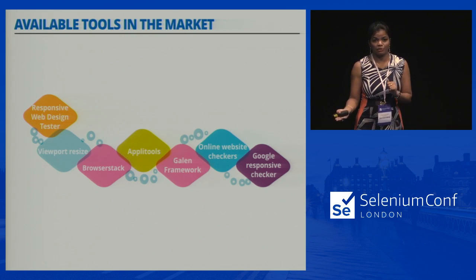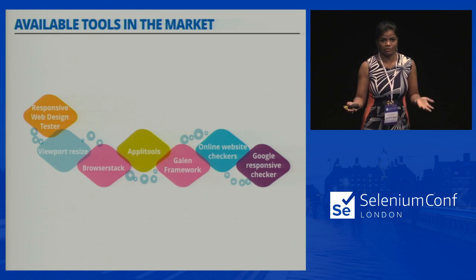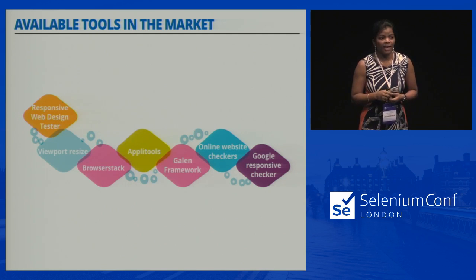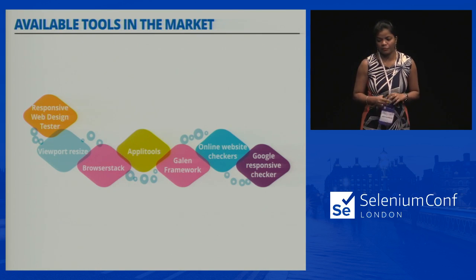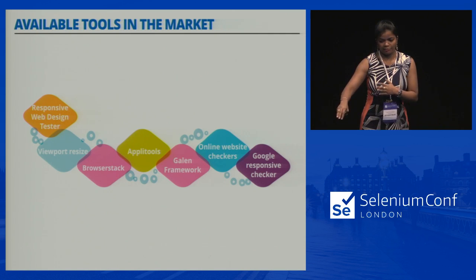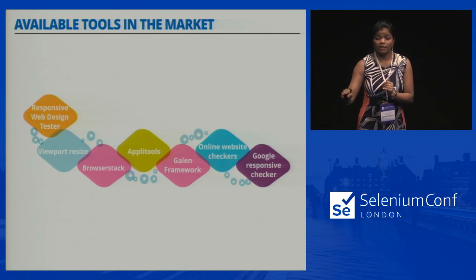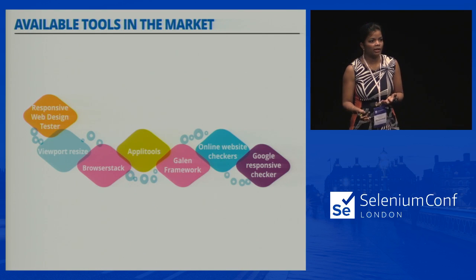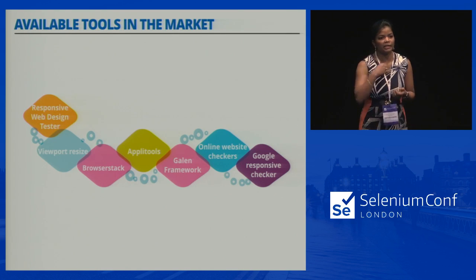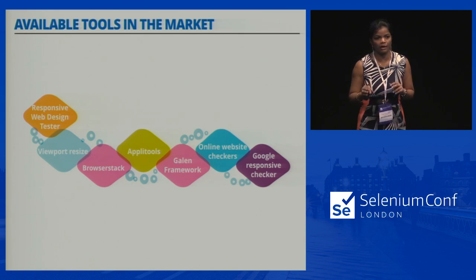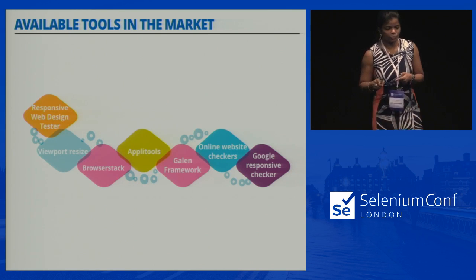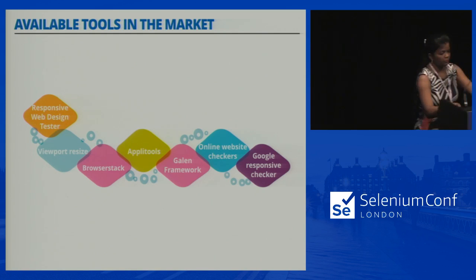And then the other ones are BrowserStack and Applitools. These are two other tools which we have been hearing about at Selenium Conf. I'm sure you must be familiar with them. And the next one is the Galen Framework. I'm going to delve deep into Galen Framework, so here I'm going to skip it. And there are a bunch of websites available online where you can just give the URL of your website and they would render your website on different resolutions. That is also for quick feedback on how your website is looking. And so is the Google Responsive Checker. That is also going to do the same job. So I'll quickly demo the Chrome plugin for you.